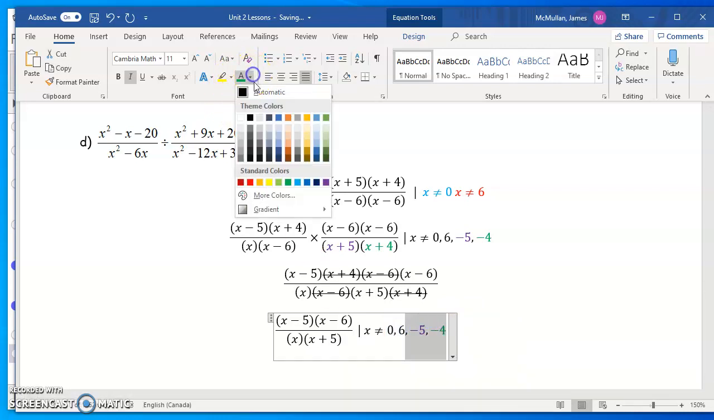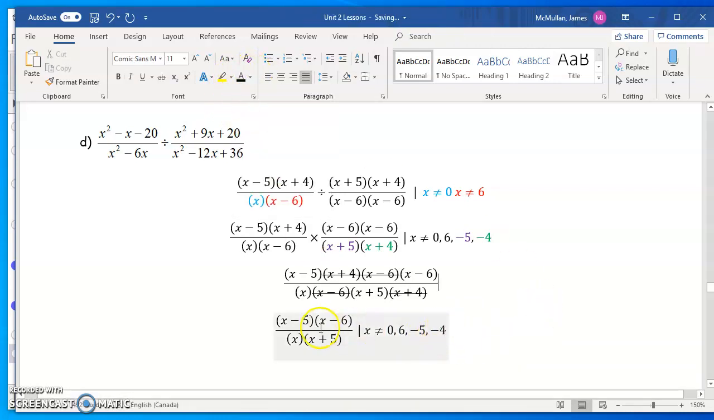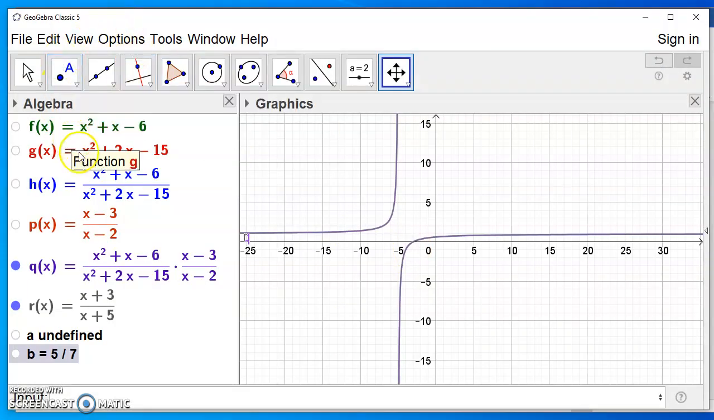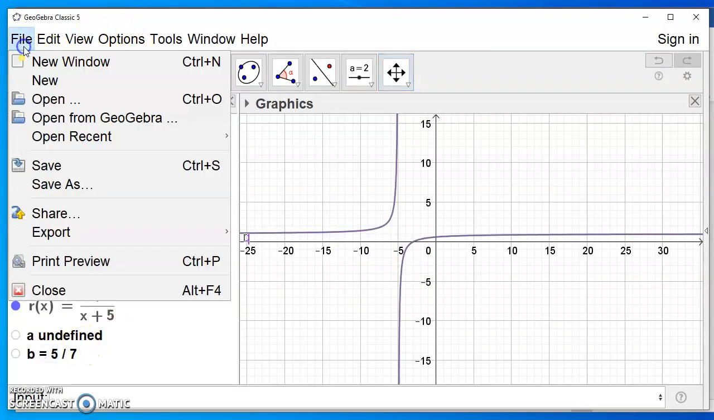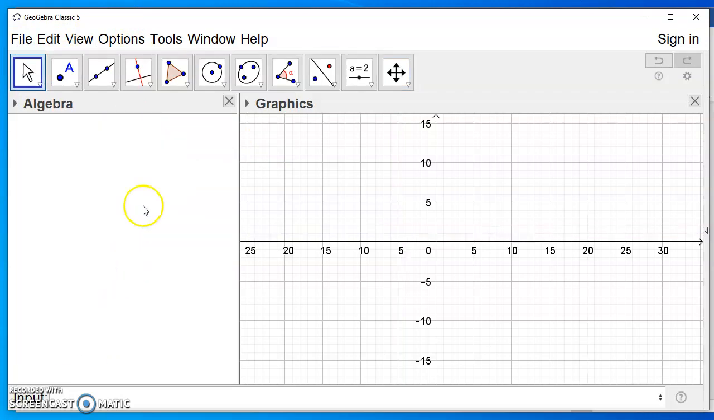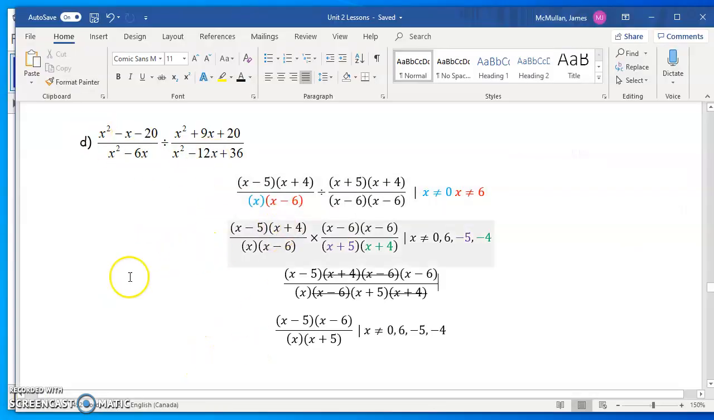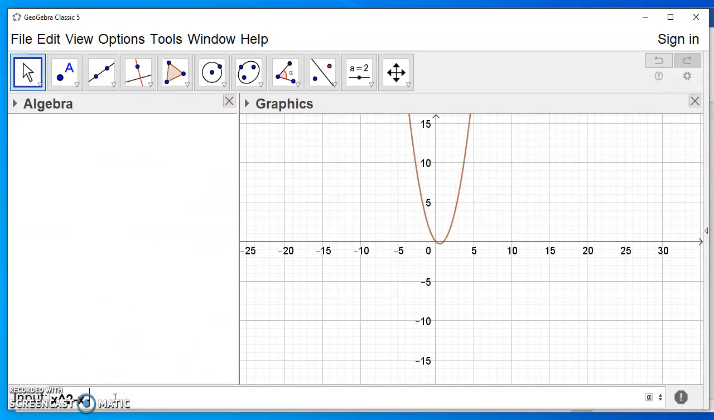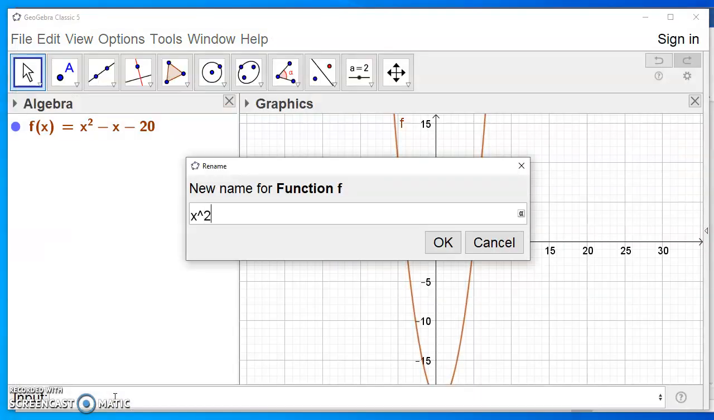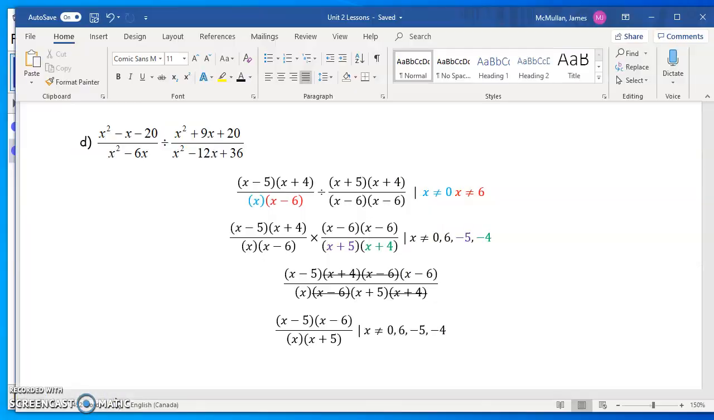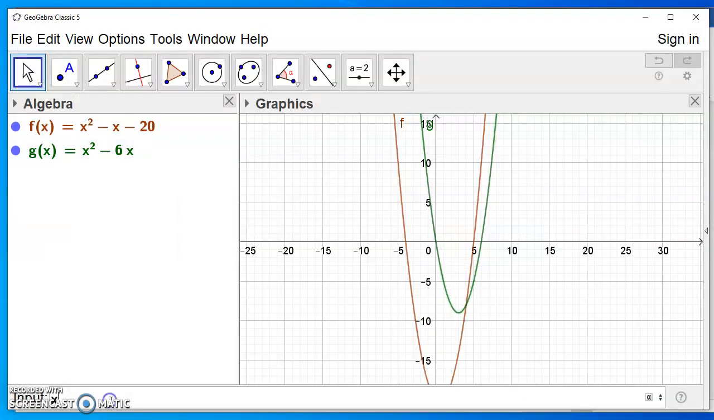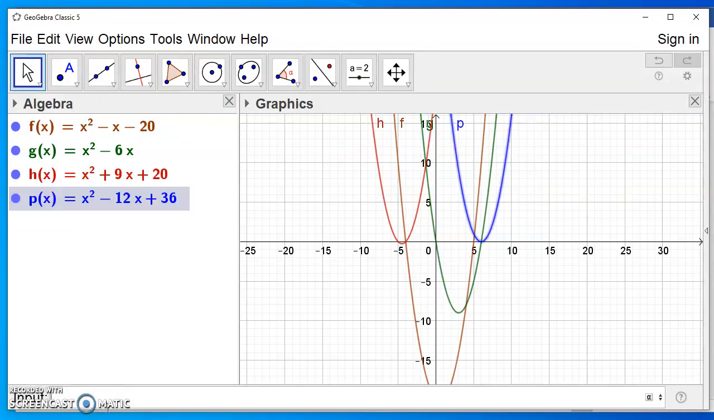So make sure when you give your answer, it's very clear. Like, if you're in the habit of circling your answers or whatever, just make sure your restrictions are also circled. Again, probably worth taking a second just to look at this one as an equation here. So x squared minus x minus 20, and then we have x squared minus 6x, and then we have x squared plus 9x plus 20, and then we have x squared minus 12x plus 36.